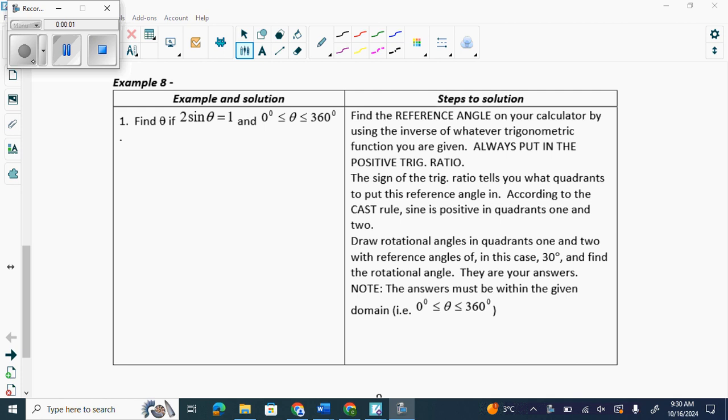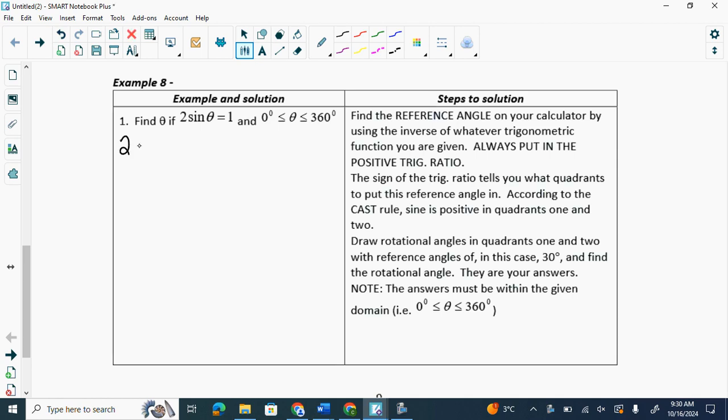Sine 2 sine theta equals 1. So I have, this is page 9 and 10 in that last book that I gave you. Not the one I just gave you today. On the very bottom of page 9. So I have 2 sine theta equals 1.